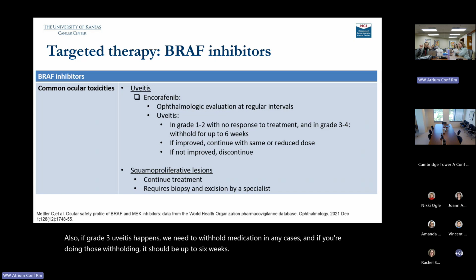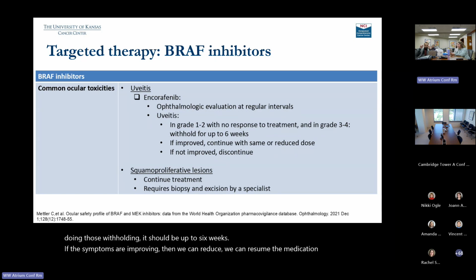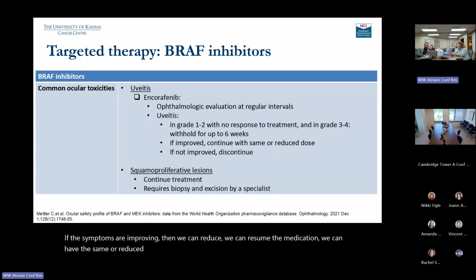If the symptoms are improving, then we can resume the medication at the same or a reduced dose. But if the patient is not improving, then we need to discontinue encorafenib permanently.